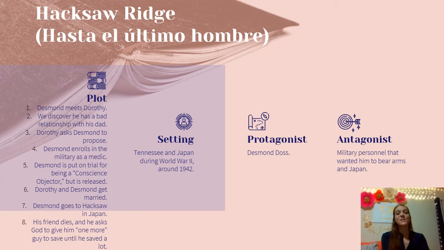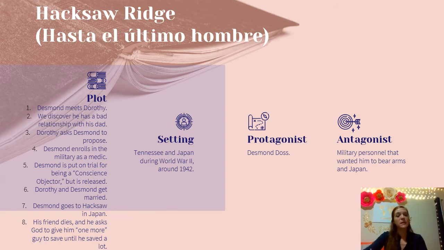Number 1, it says Desmond Doss met Dorothy. Okay, number 2. We discover he has a bad relationship with his dad. Number 3, Dorothy asks Desmond to propose. Number 4, Desmond enrolls in the military as a medic. 5, Desmond is put on trial for being a conscientious objector but is released. Number 6, Dorothy and Desmond, just lost my place, get married.